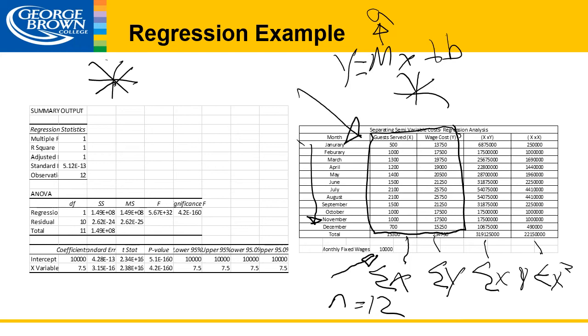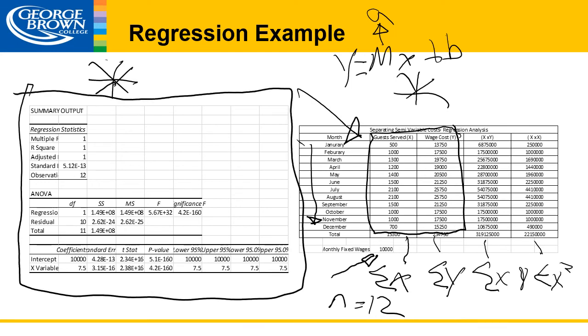Okay, and with a few clicks, it's going to give you this. There's a whole bunch of data here that you really don't need. What you want to look at down here is the coefficients for the variables that we're looking at. So the intercept again, that's b, that's the fixed portion, and the x variable is the variable portion, and you can see that the variable portion of our wages is 7.5 per guest, or $7.50 per guest, and the fixed portion is again 10,000.